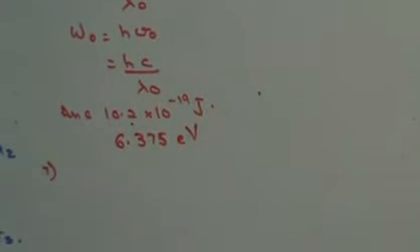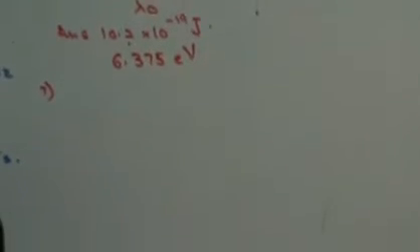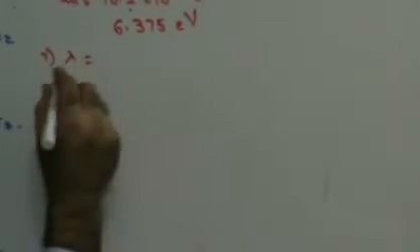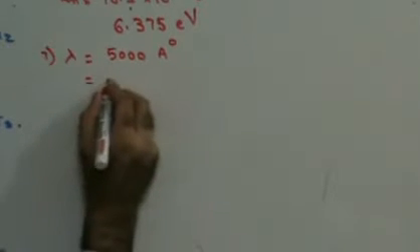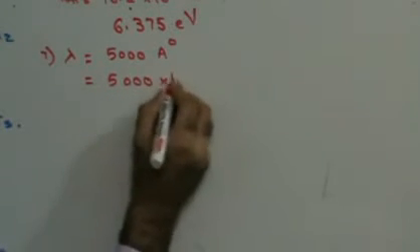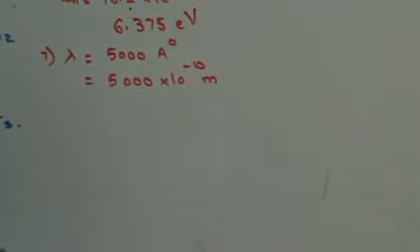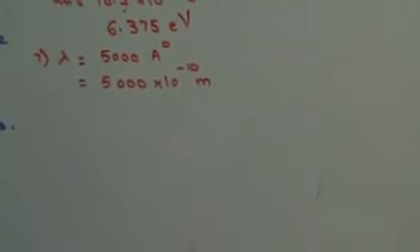Calculate the energy in a light of wavelength 5000 Armstrong unit and express it in electron volts.